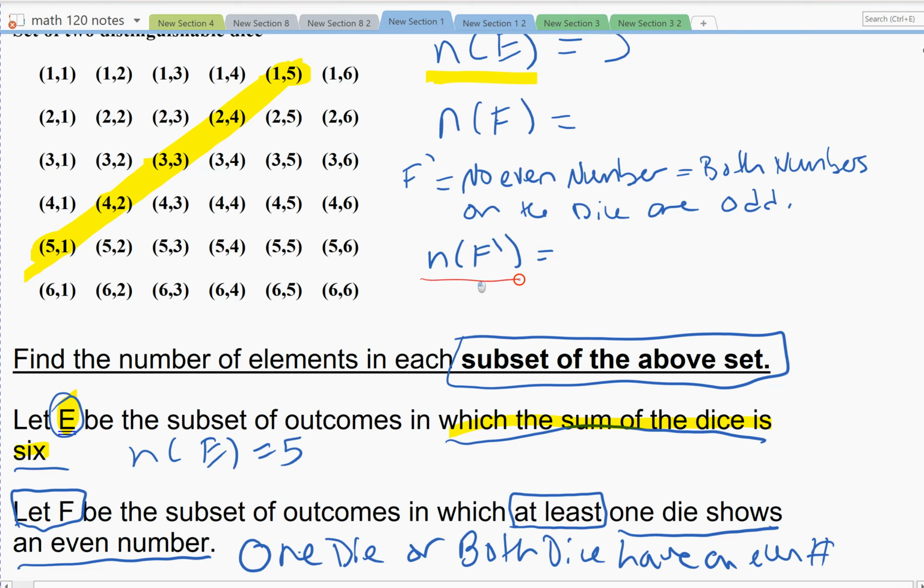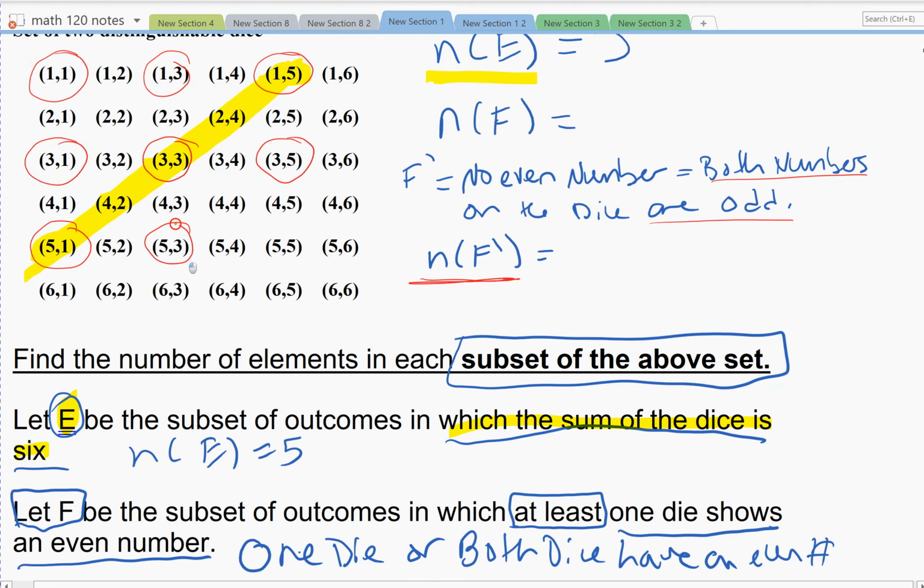I'm going to circle it in red. So I'm going to go through and circle all of the outcomes where both of the numbers are odd. Both numbers are odd: 1, 1, both are odd. 1, 3, 1, 5, 3, 1, 3, 3. And that's it. Those 9 outcomes that I've got circled there in red are all of the outcomes where both numbers showing are odd, and there are 9 of them.